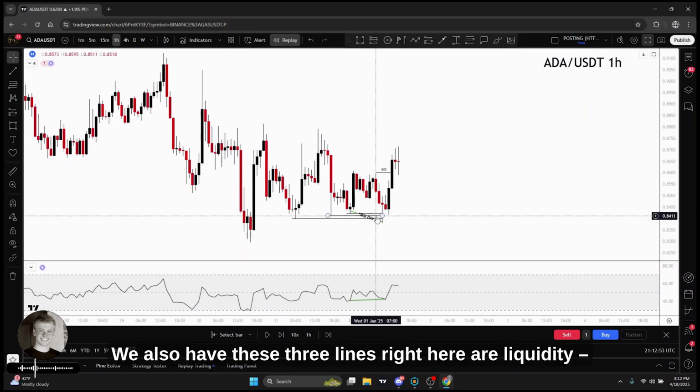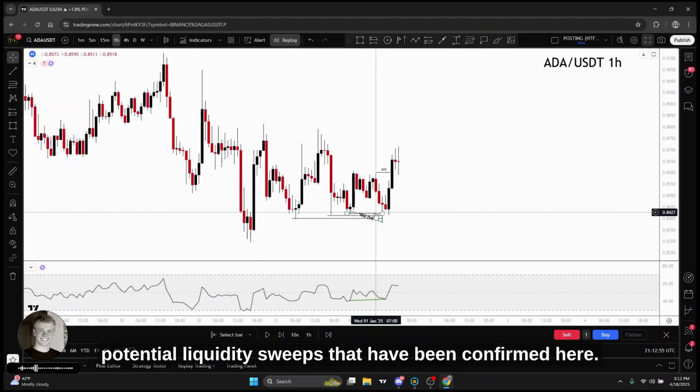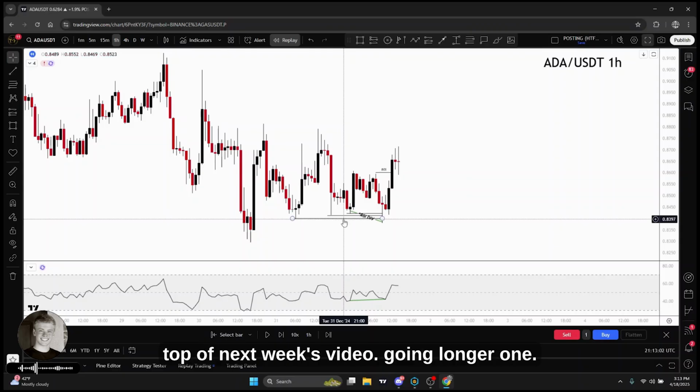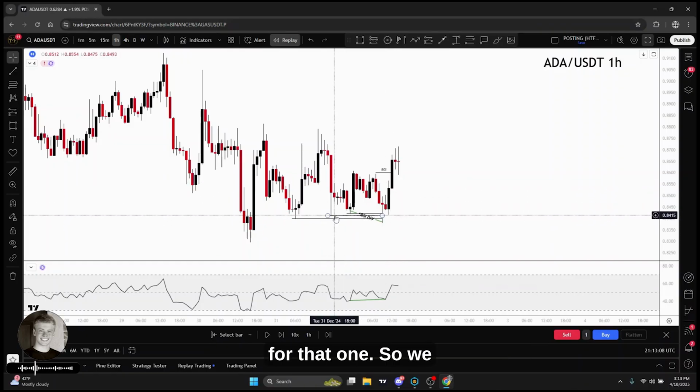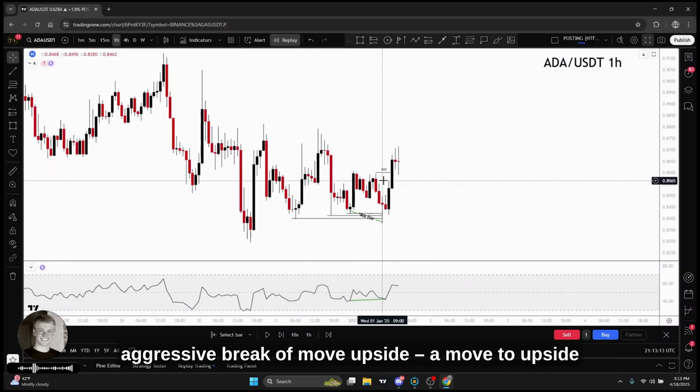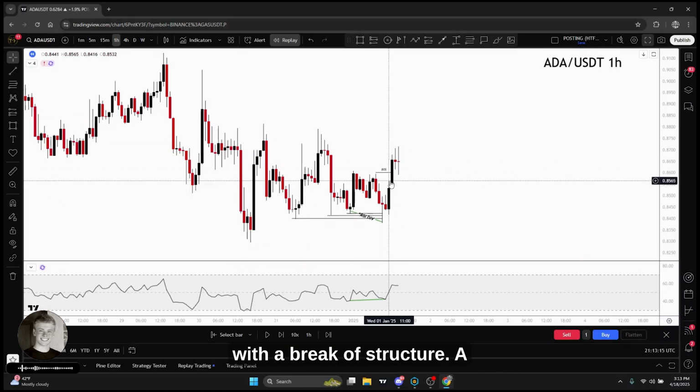We also have these three lines right here, which are potential liquidity sweeps that have been confirmed here. Liquidity is going to be the topic of next week's video. It's going to be a longer one, much more in depth. So be there for that one. So we have confirmation that this was a liquidity sweep followed by an aggressive move to the upside with a break of structure.